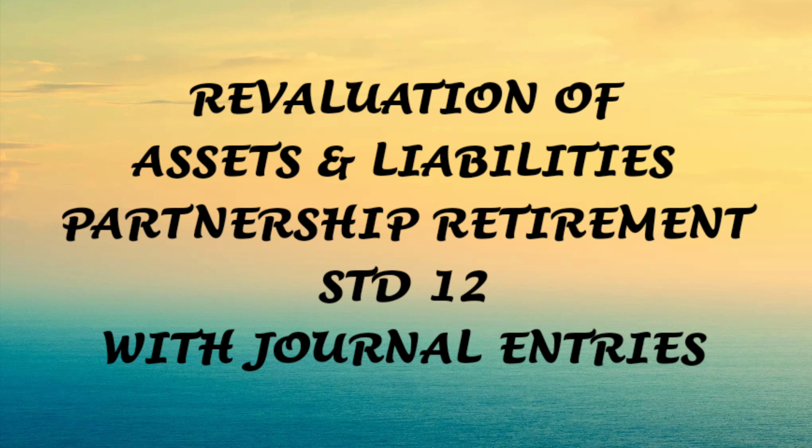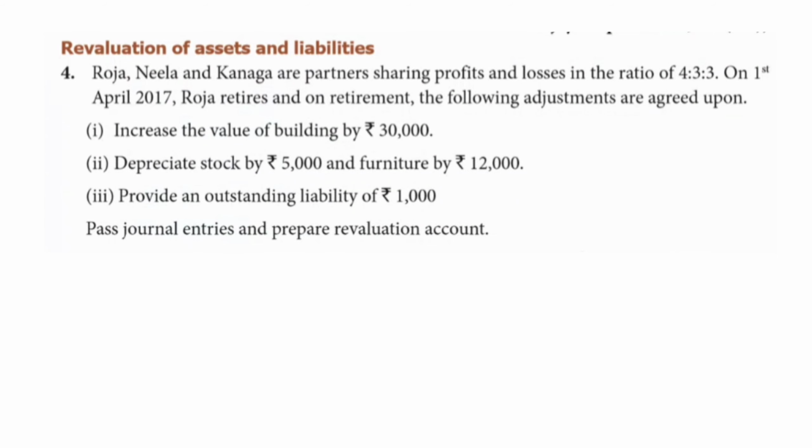Let's have a look at revaluation of assets and liabilities under partnership retirement with the journal entries. So the sum goes as: Roja, Neela and Kanaga are partners sharing profits and losses in the ratio 4:3:3. And Roja is retiring. On her retirement, they have the following revaluation of assets.